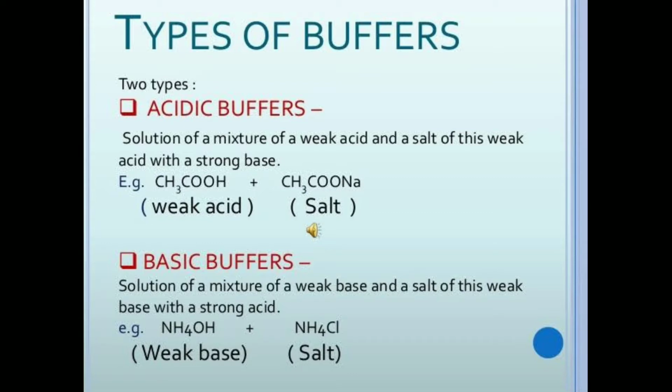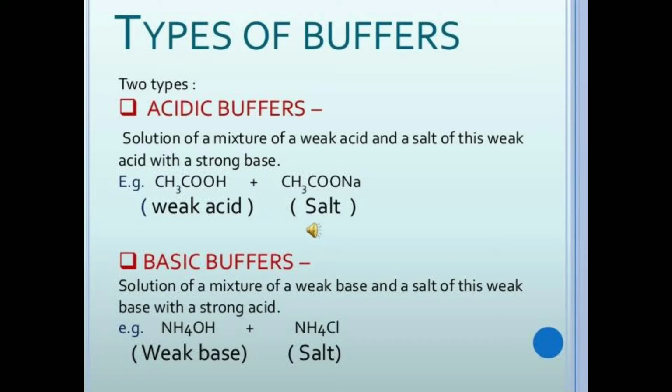First we see the acidic buffer solution. A solution containing a weak acid and the soluble ionic salt of the weak acid with a strong base is called an acidic buffer solution. For example, a solution containing a weak acid such as acetic acid and its salt CH3COONa is an acidic buffer solution. It is prepared by dissolving nearly the same molar amount of acetic acid and its salt in water.